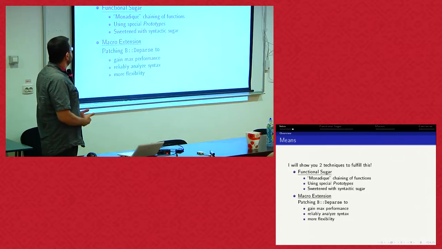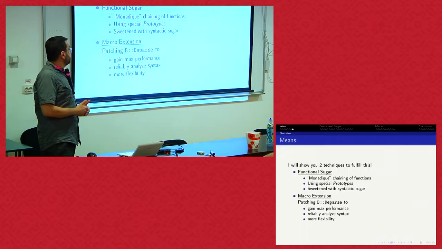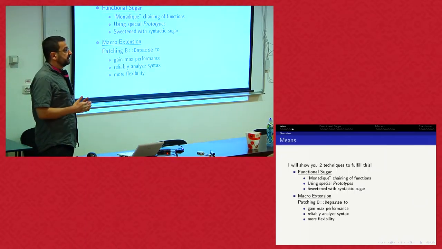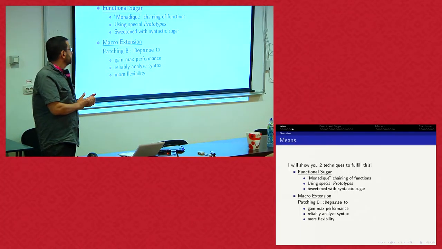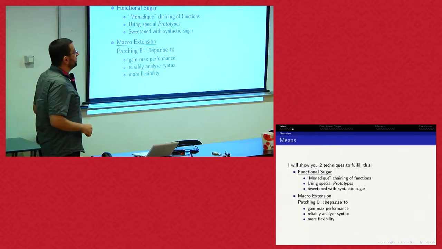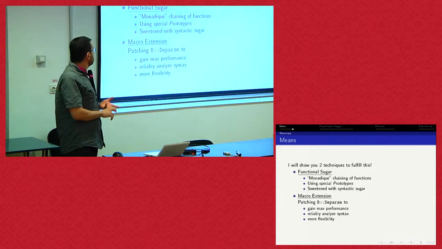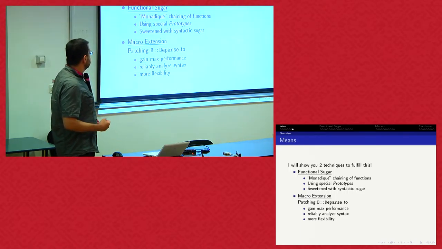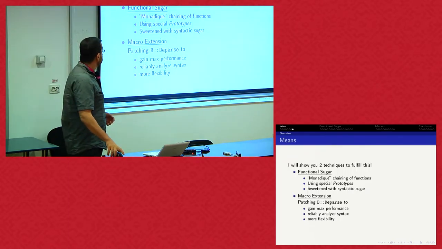I will show you two techniques now, which build on each other to fulfill this. The one is functional sugar, just chaining functions, which pass objects from one function to the other, and you can do a lot of stuff I will show you. You can create pseudo operators, you can have combined statements, you can have signatures. And macro extensions, it's a patch I did with B::Deparse to gain maximum performance, reliable analysis of syntax, and more flexibility.